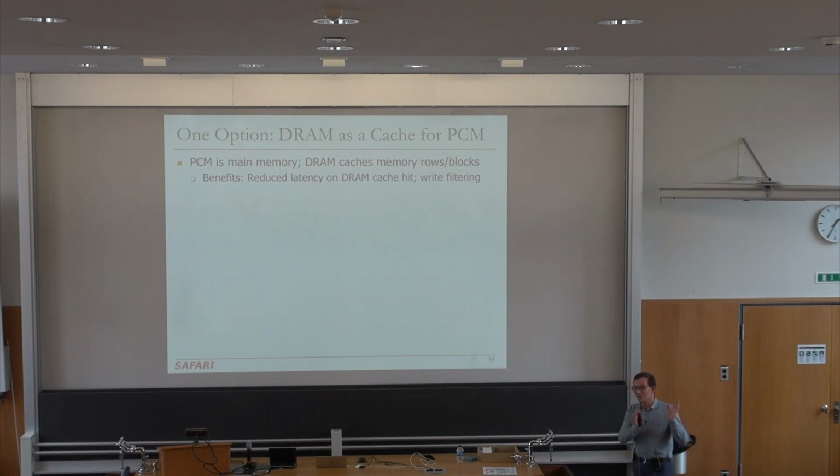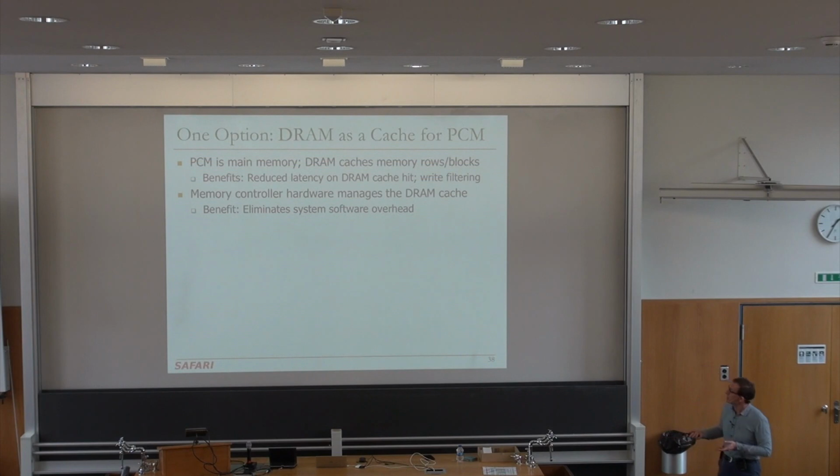Now, this alleviates a lot of the issues that we discussed earlier, right? It's not easy to design a phase change memory chip that internally does this caching, but if you have a DRAM chip that does the caching for you very well, a lot of the downsides of phase change memory don't get exposed to the system. Okay, and we're going to look at memory controller hardware managing the DRAM cache.